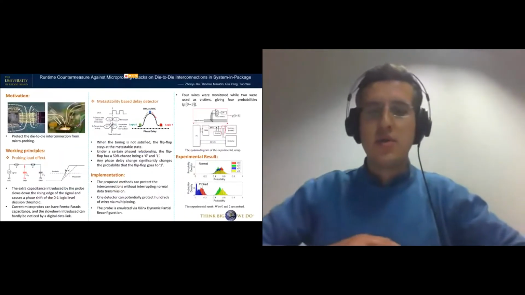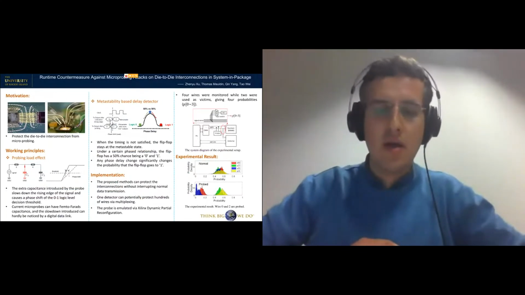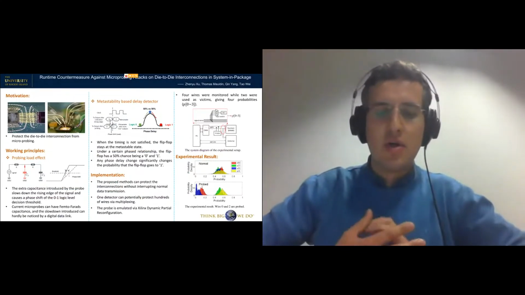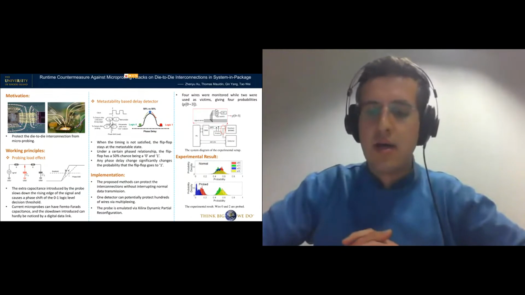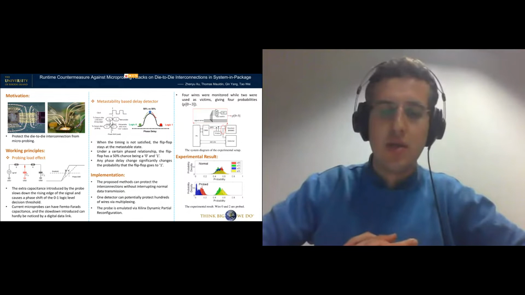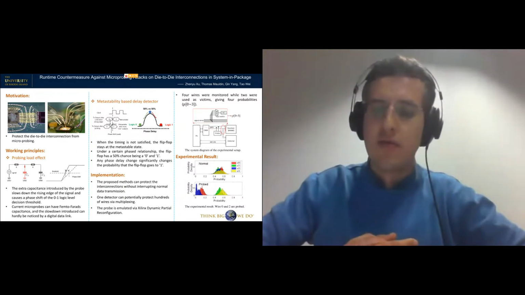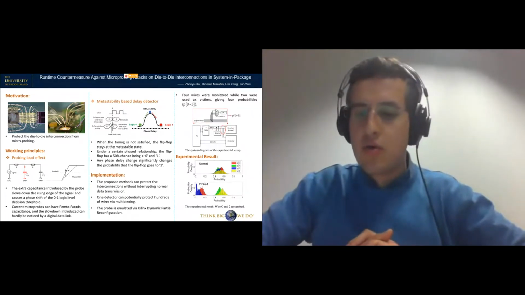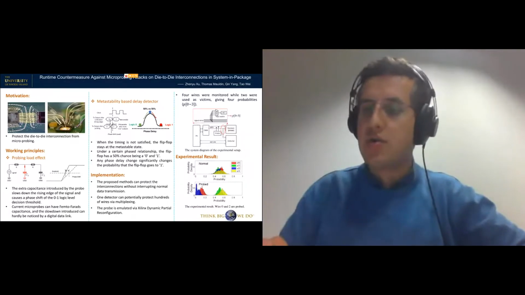The next poster is from the University of Rhode Island, and this work aims at protecting the die-to-die interconnections of a system in package by creating and utilizing the metastable state of flip-flops to detect small phase delay changes caused by a microprobe.